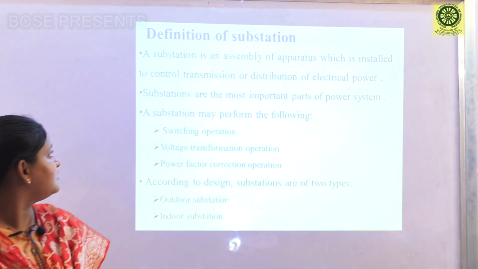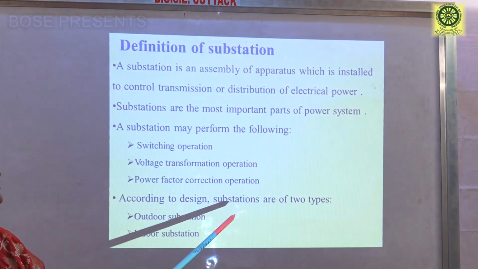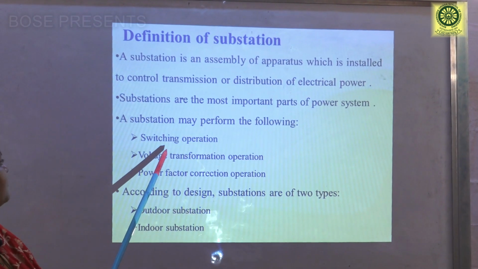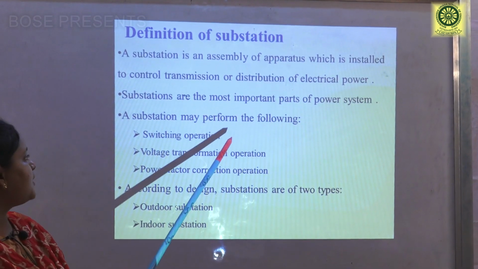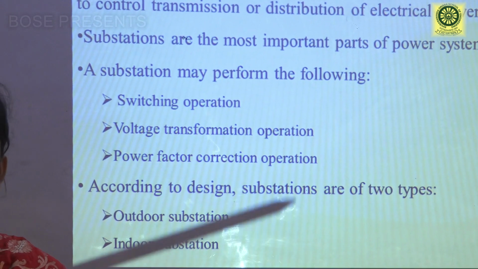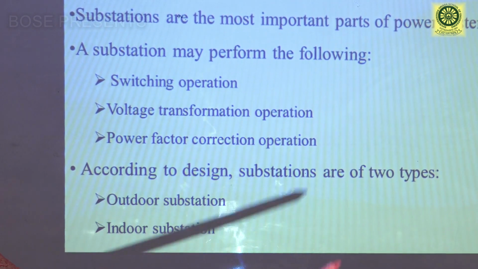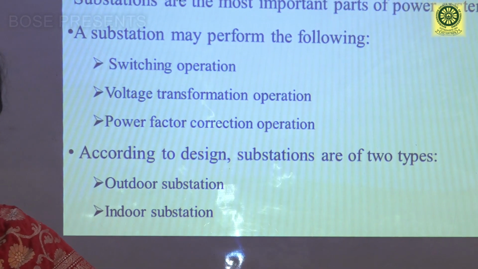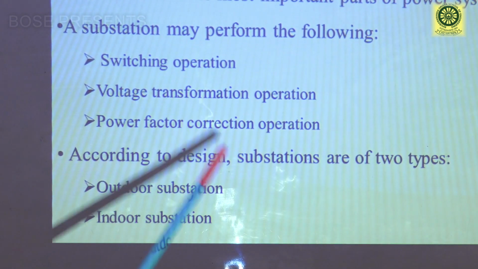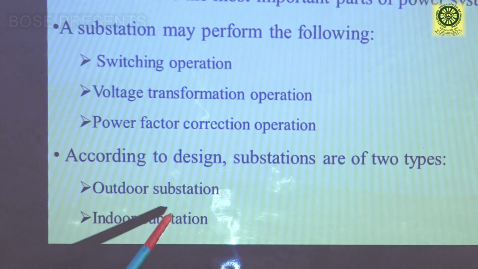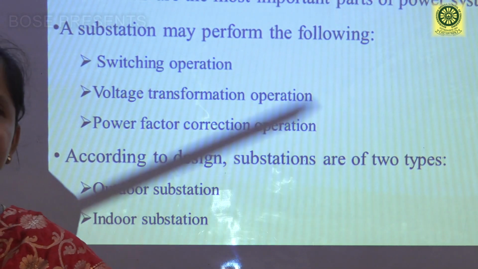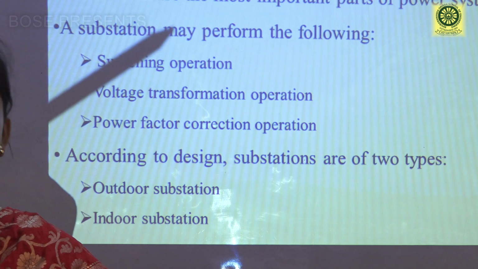Now what are the functions they perform? First, switching operation, which means switching the power system on and off. Then voltage transformation operation, which means either stepping up or stepping down the voltage. Then power factor correction operation. According to location, substations are of two types: outdoor substation and indoor substation.